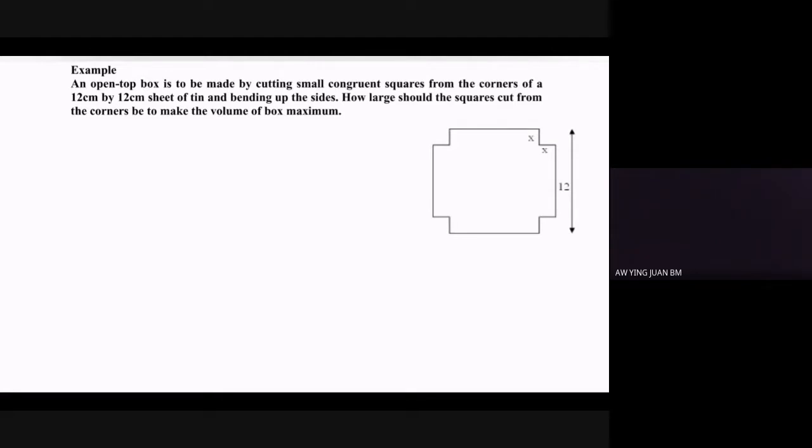So in here, we will have 12 minus 2x. Same goes to this part, we will have 12 minus 2x. Because, as we all know, here we will have 12 minus with the x. So we will have 12 minus 2x. So in order to find the volume for the box, we will have V is equals to 12 minus 2x multiplied with 12 minus 2x multiplied with the height, which is x. So in here, V will be equals to 12 minus 2x square multiplied with x.